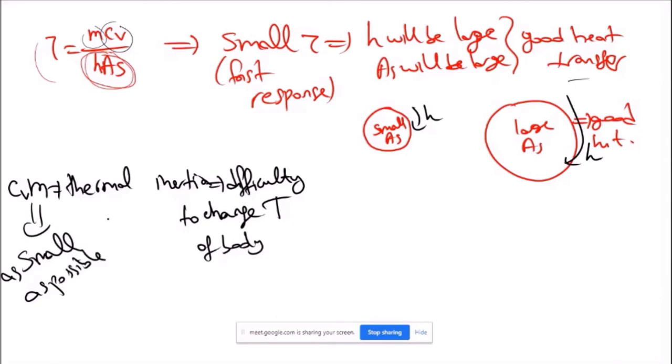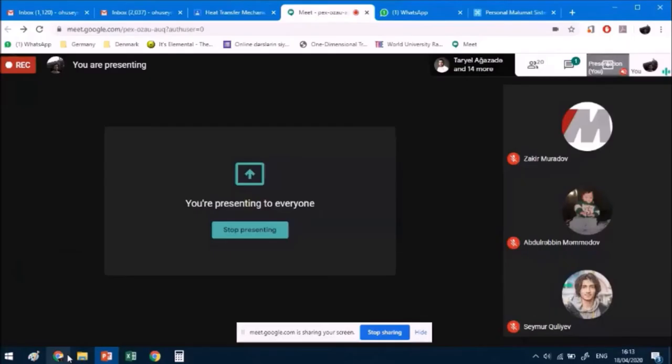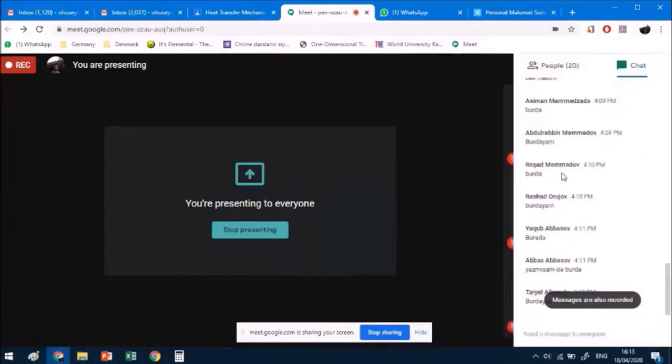But we want h and As to be large, because if m c_v is small, it is good for heat transfer, and if h As is large, it is also good for heat transfer. Good. So we have an example here. We will first solve the example and then we can continue.